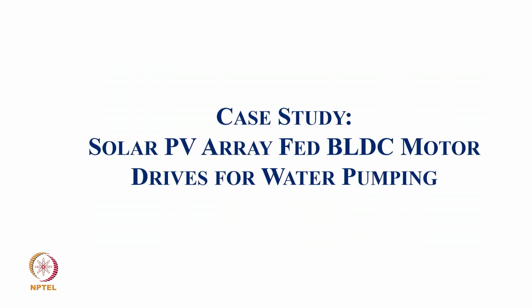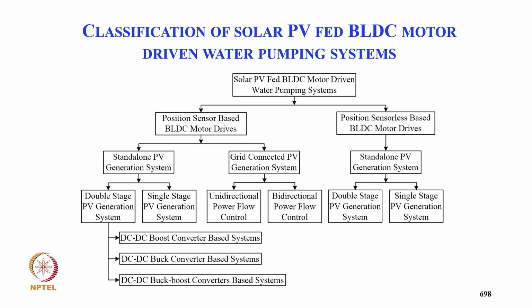And now coming to the case study of solar PV array fed BLDC motor drive for water pumping. So here we have a classification of solar PV fed BLDC motor driven water pumping. Solar fed system, we have position sensor based and position sensorless. Then we have standalone and grid connected, with double stage, single stage, and unidirectional, bidirectional. So double stage, we use a DC boost converter, then DC buck converter, and DC buck boost converter.